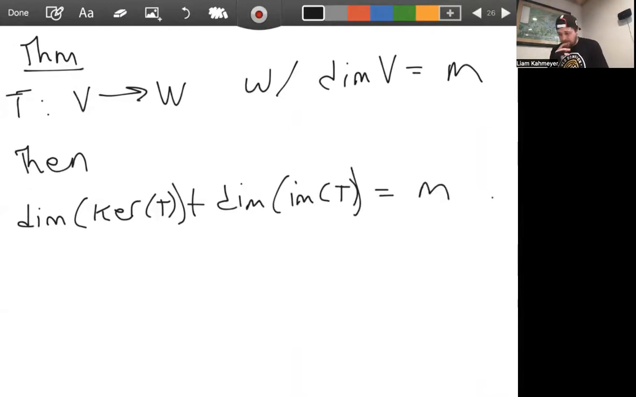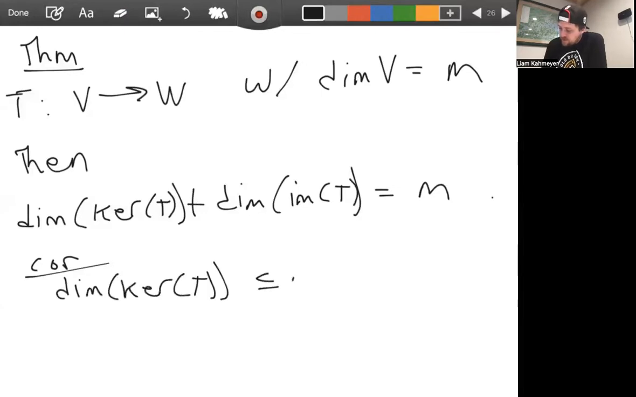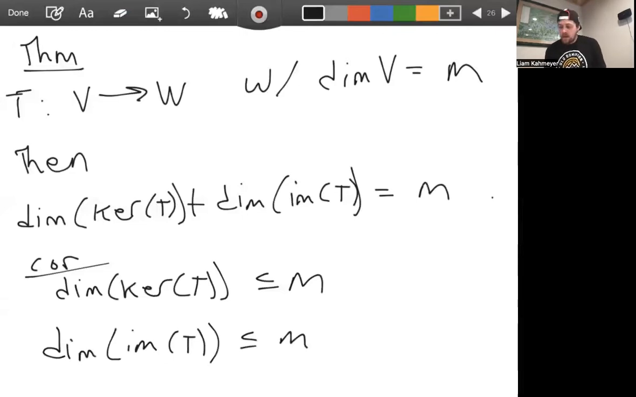Okay, so we have this following theorem. And you can see an immediate corollary of this is that the dimension of the kernel and the image are necessarily less than or equal to the dimension of the domain, right? So in certain contexts, knowing these facts can be important. So I'll record them here. Okay.